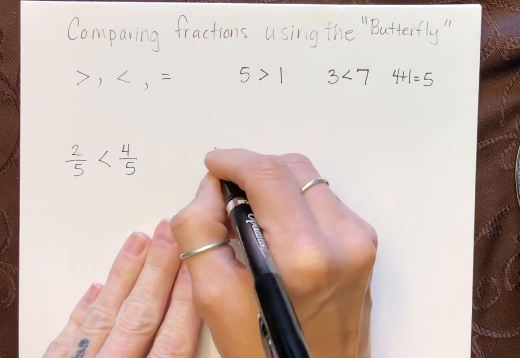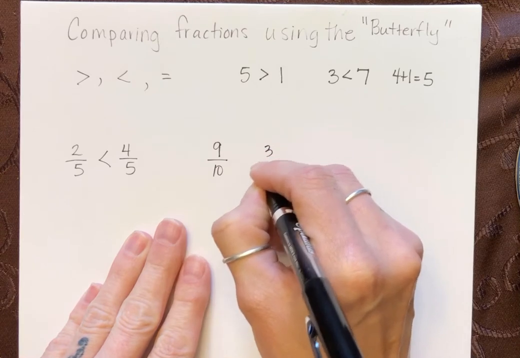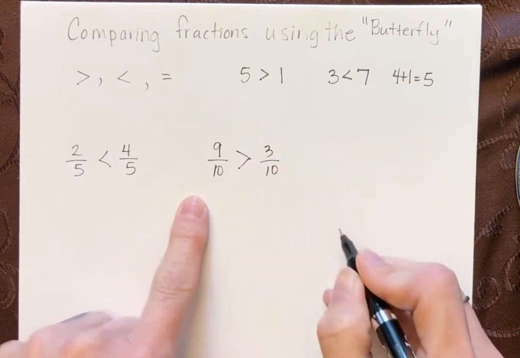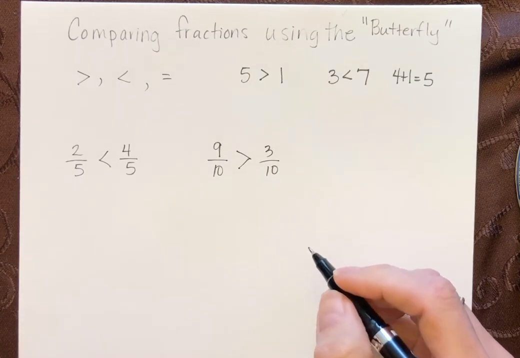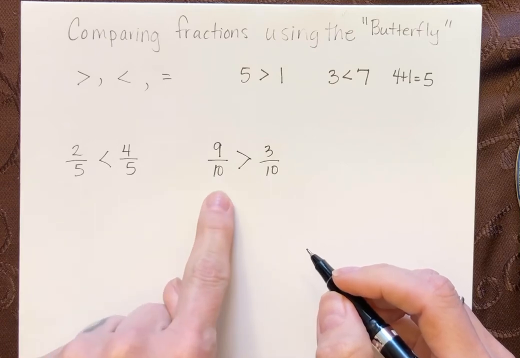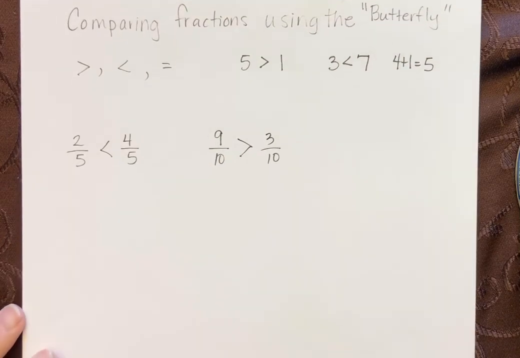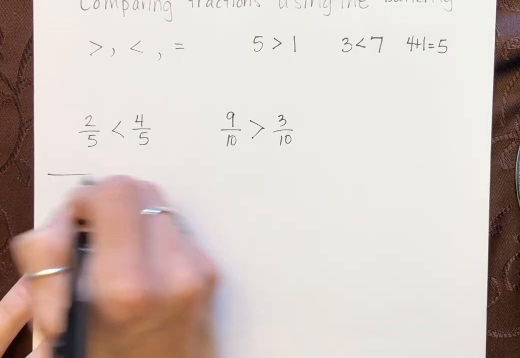It's the same way if we had 9/10 and 3/10. Having 9/10 is greater than having 3/10. So that works well when we have fractions that have the same denominator. But what happens when we have different denominators? We can't always get our fraction tiles out and compare the sizes. Just like right now, I don't have any, so I can't compare the sizes. So I'm going to show you what's called the butterfly method, okay?